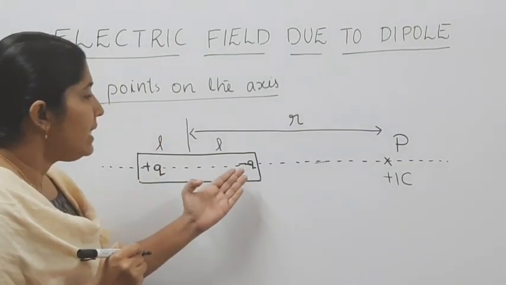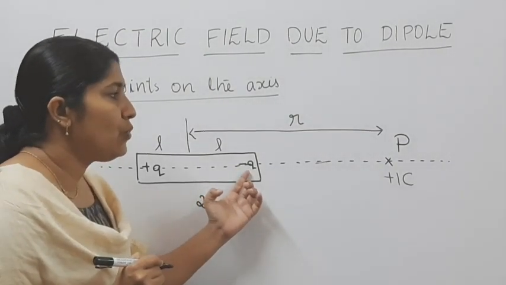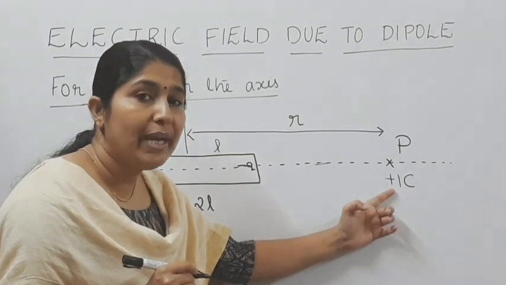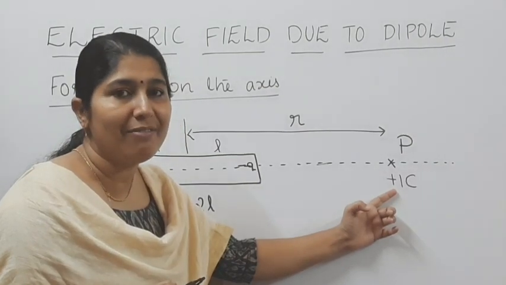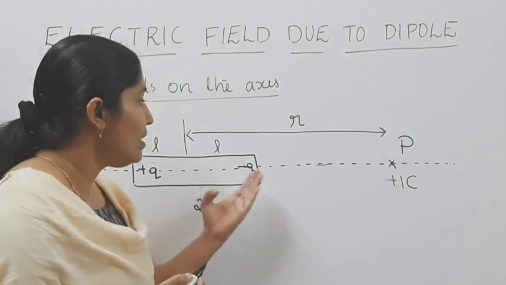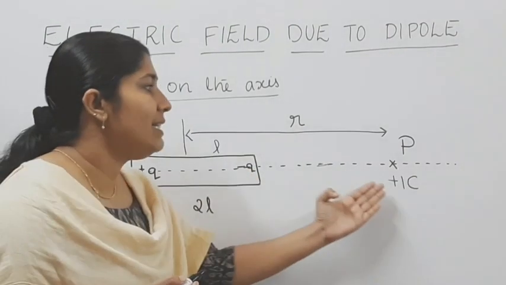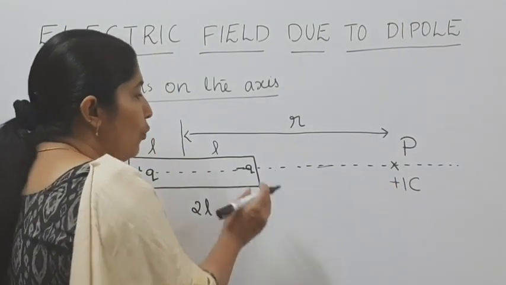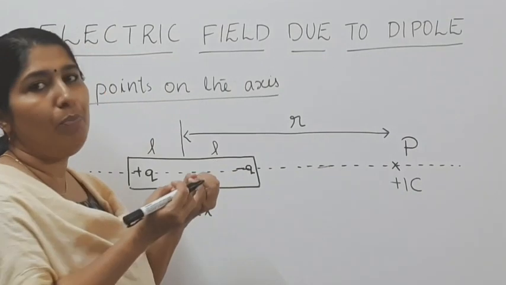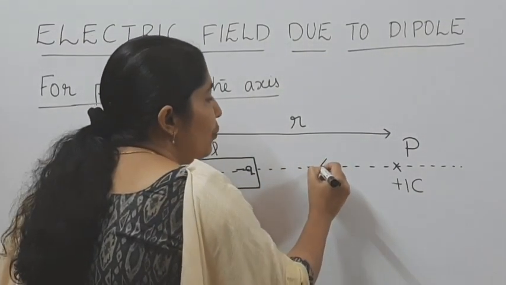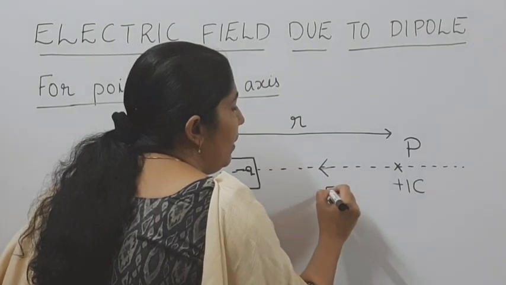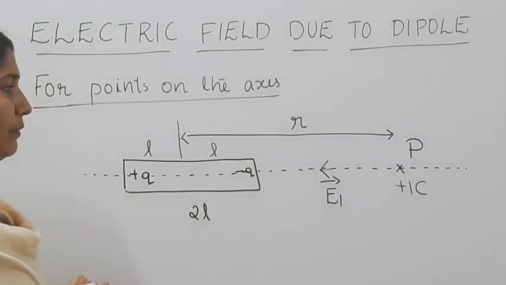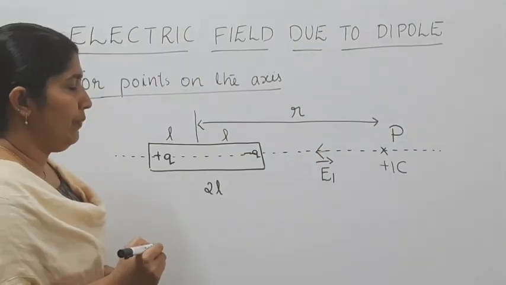Now, the minus q charge will exert a force on this unit positive charge. Is that force attractive or repulsive? It is attractive because this charge is negative and this charge is positive. Unlike charges attract each other. Therefore, the minus q charge attracts that unit positive charge. Therefore, we can mark the electric field due to the minus q charge in this manner, that is vector E1.